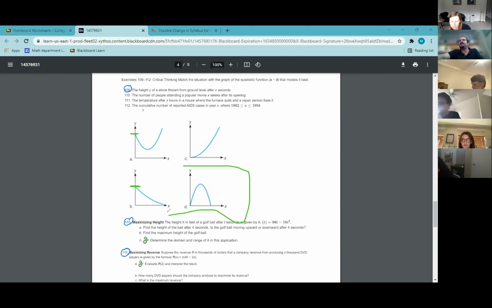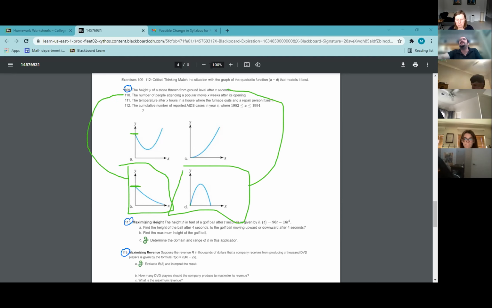So this one should be 109, I believe. Yes, 109 is D. 110, the number of people attending a popular movie X weeks after its opening. B, I believe, is correct for that one. We're going to start out with the number, and most people that want to see it or are anxious to see it are going to start seeing it, and then we're going to see a diminishing return sort of thing happening. Less and less people are probably going to come see it.